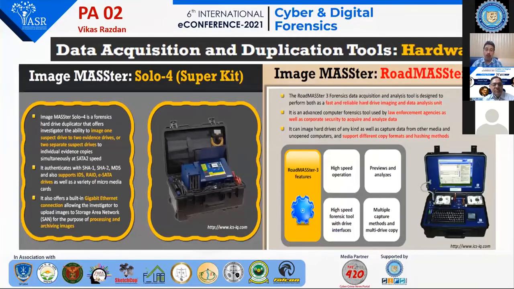Then there is the Roadmaster, a fast and reliable hard drive imaging tool. It's an advanced forensic tool used by law enforcement agencies. Its features include high speed operation, preview and analysis, and a high speed forensic tool with drive interface. It has multi capture methods and multi drive copy.